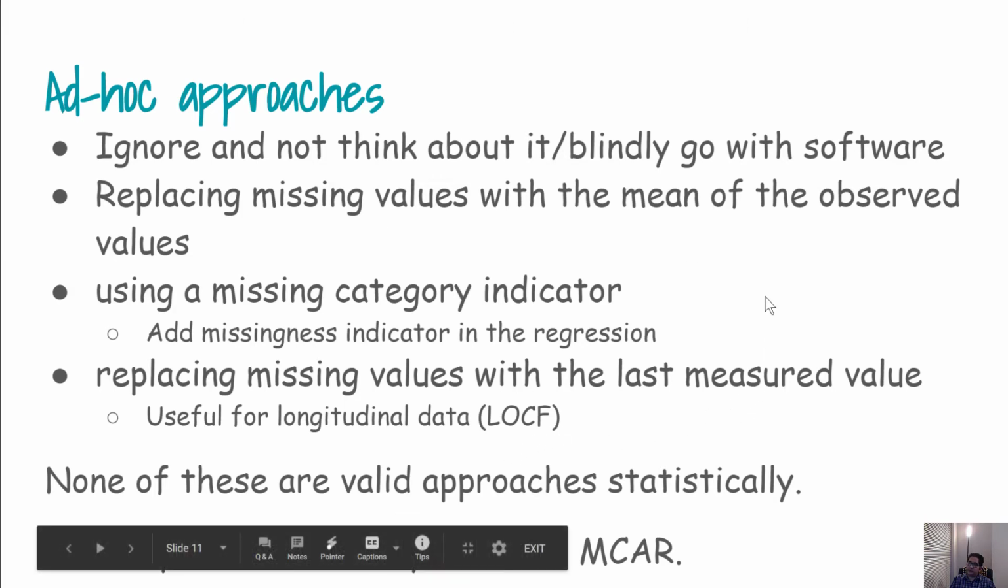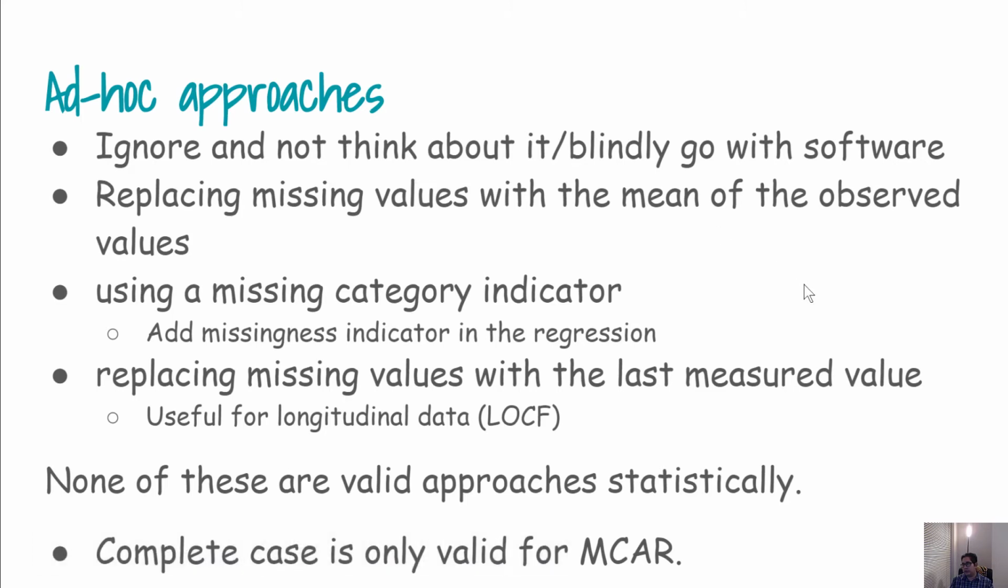And of course, when people do not do anything about the missing data problem, they simply try to do a complete case analysis. But unless you can justify somehow that whatever values are missing are following the missing completely at random assumption, your complete case analysis is not really valid.